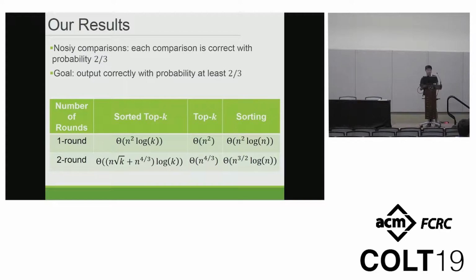Compared with the noiseless case, sorted top k gets an extra log k factor. Top k bounds don't change, and sorting gets an extra log n factor. So I'll just talk about the one-round algorithms.